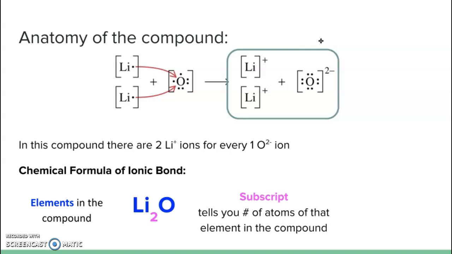Okay, and so when we take our Lewis dot structures and create a formula from it, this is what it's going to look like. I have the elements in my compound here in blue, right? They're just my chemical symbols. Find those on my periodic table. Then I have my subscript, okay? My subscript tells me my number of atoms in my compound, right? So in this case, I had 2 lithiums and I had 1 oxygen. So I have Li2O, all right? So that is the basis of ionic compounds.